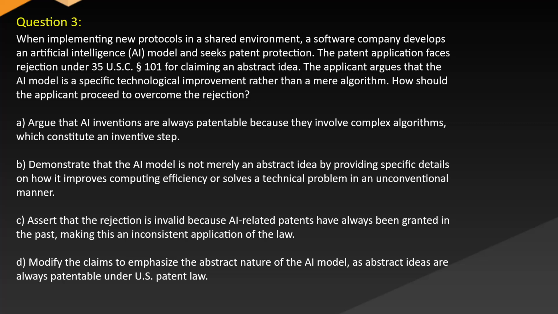A. Argue that AI inventions are always patentable because they involve complex algorithms which constitute an inventive step. B. Demonstrate that the AI model is not merely an abstract idea by providing specific details on how it improves computing efficiency or solves a technical problem in an unconventional manner. C. Assert that the rejection is invalid because AI-related patents have always been granted in the past, making it a consistent application of the law. D. Modify the claims to emphasize the abstract nature of the AI model, as abstract ideas are always patentable under U.S. patent law.